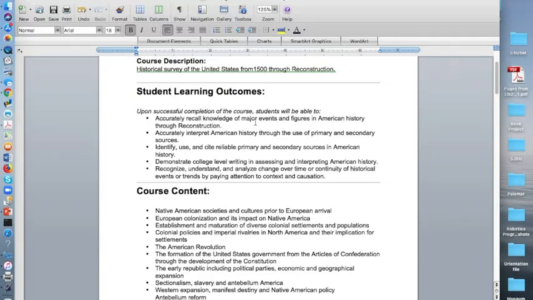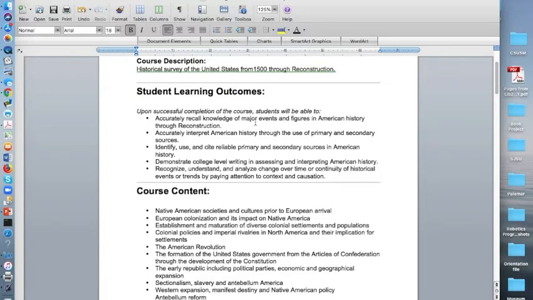Accurately interpret American history through the use of primary and secondary sources. Identify, use, and cite reliable primary and secondary sources in American history. So we will be discussing the difference between primary and secondary sources, and we'll be using them quite a bit in your assignments, including your essay and exam. Demonstrate college-level writing and assessing and interpreting American history.